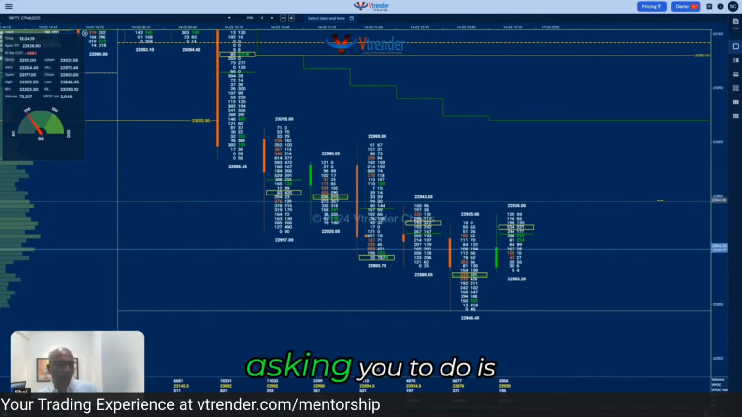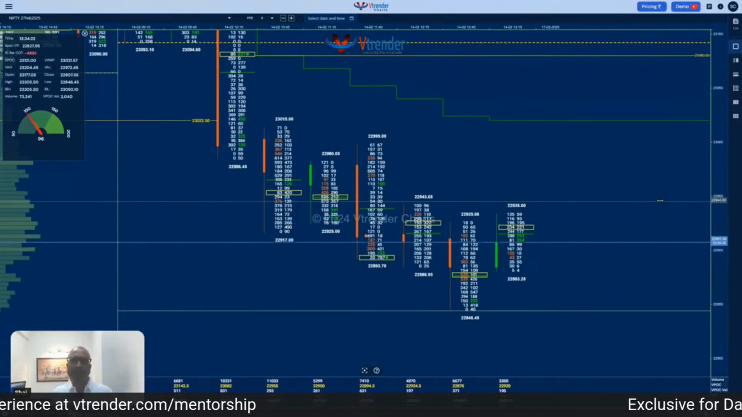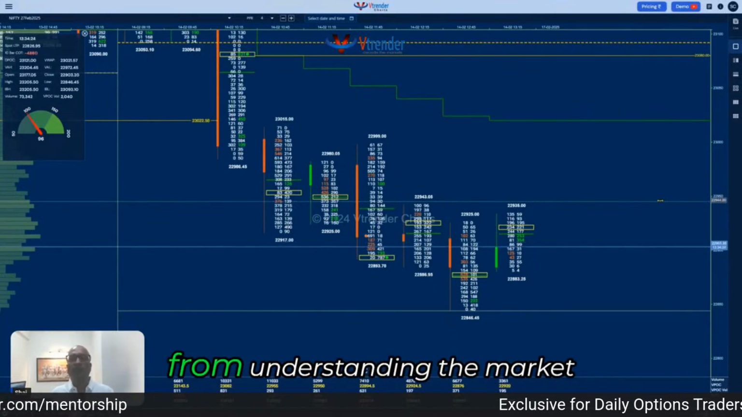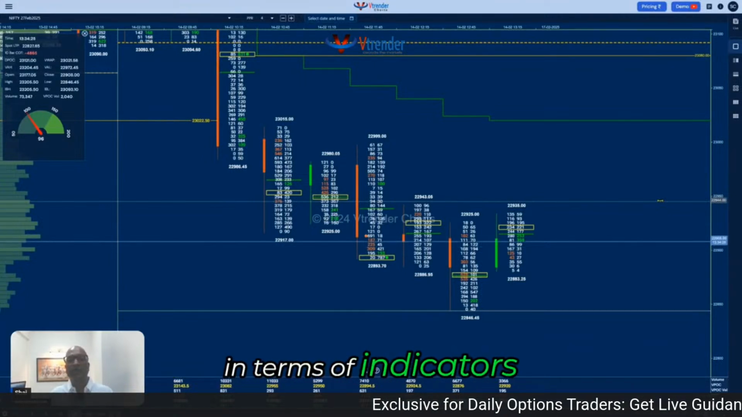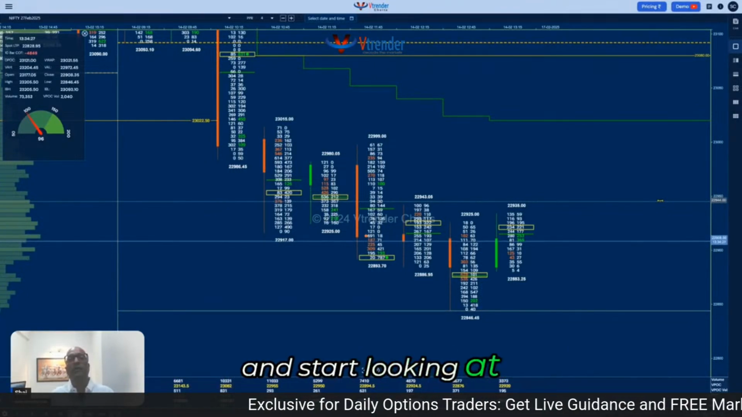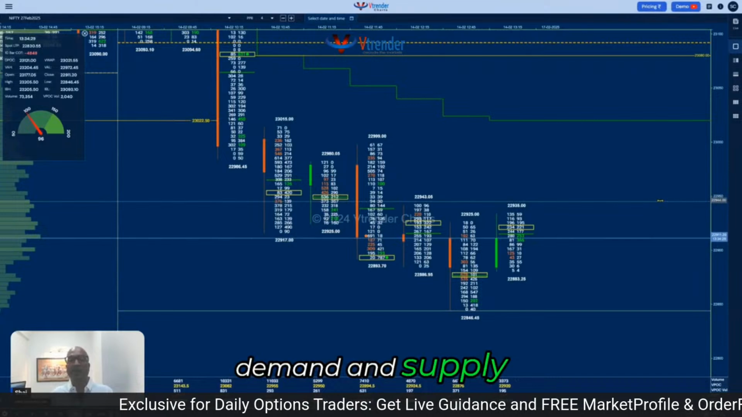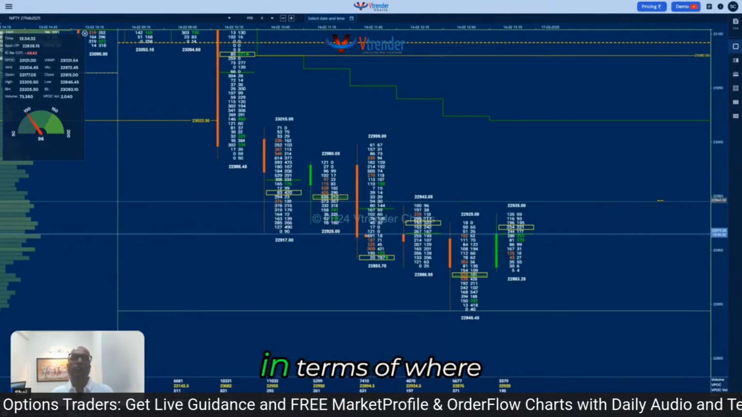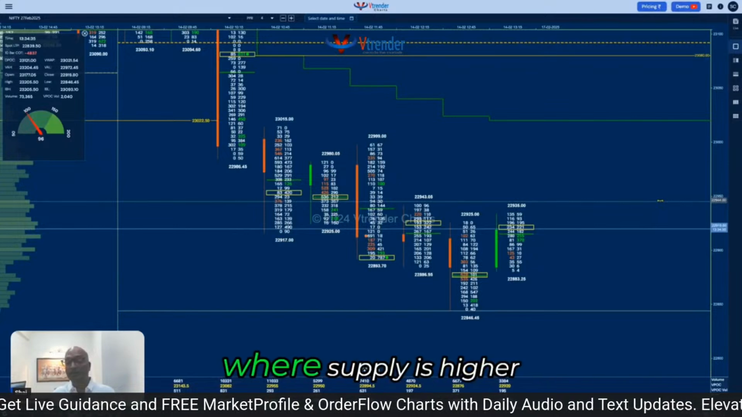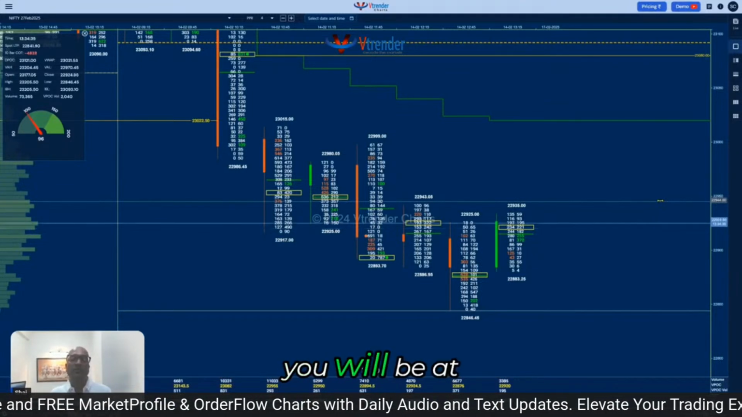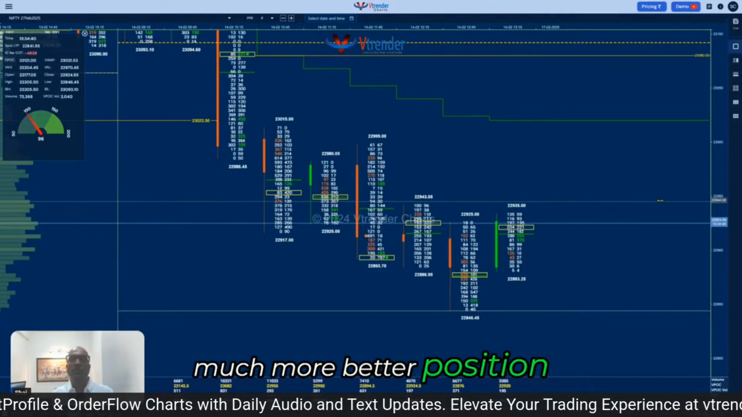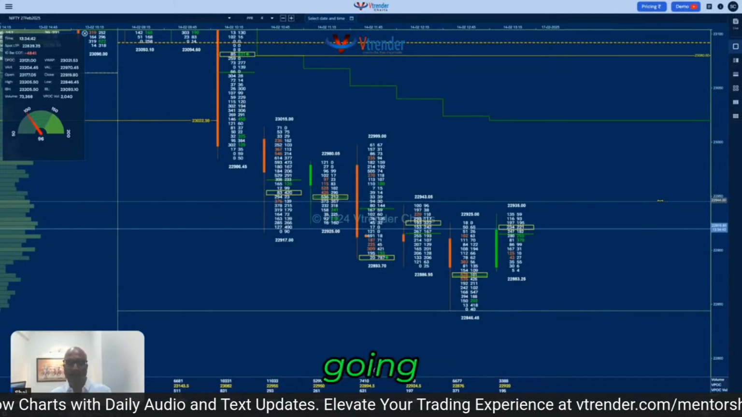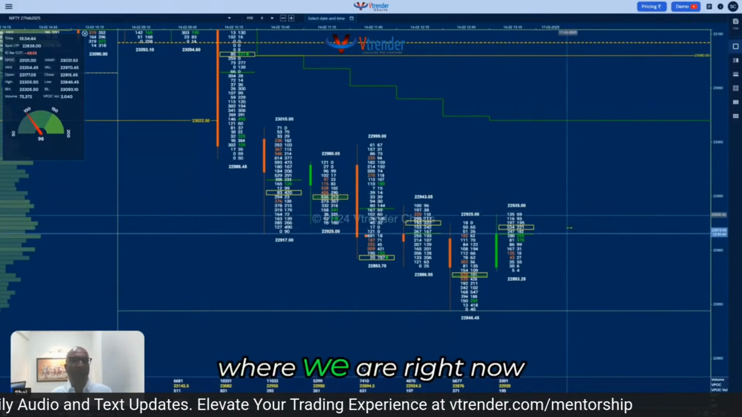And what we are asking you to do is take the focus away from understanding the market in terms of indicators and start looking at it in terms of demand and supply. Once you get to that kind of an equation, where you're looking at the market in terms of where demand is higher and where supply is higher, you will be in a much better position to understand how it is going. So just to quickly sum up where we are right now.